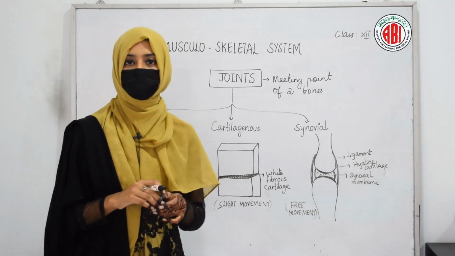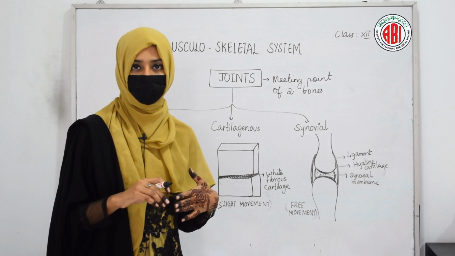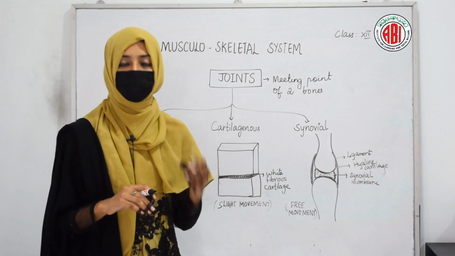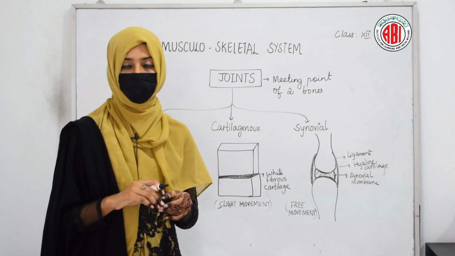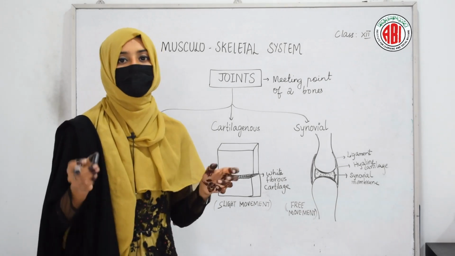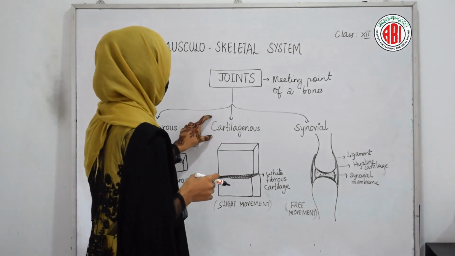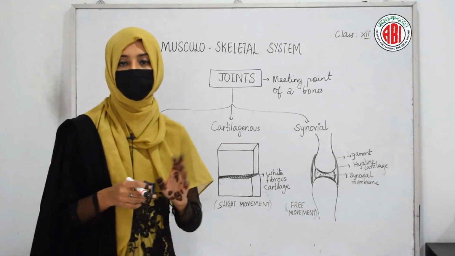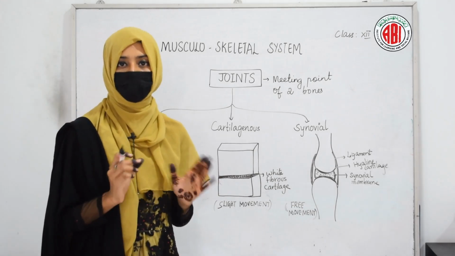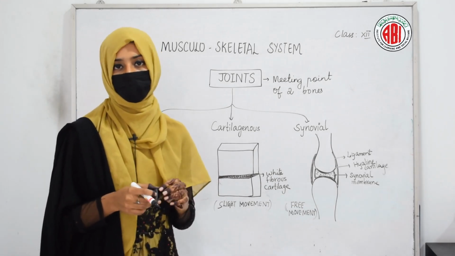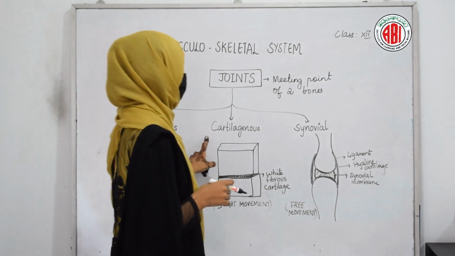Here you can take an example of your spinal cord. You can move your spinal cord to some extent. Small bones are present. The spinal cord is made up of small bones like vertebrae, right? So the vertebrae are joined together with the help of cartilaginous joints, and we can move this joint in a slight manner. Only slight movement of a joint is possible if that joint is a cartilaginous joint.